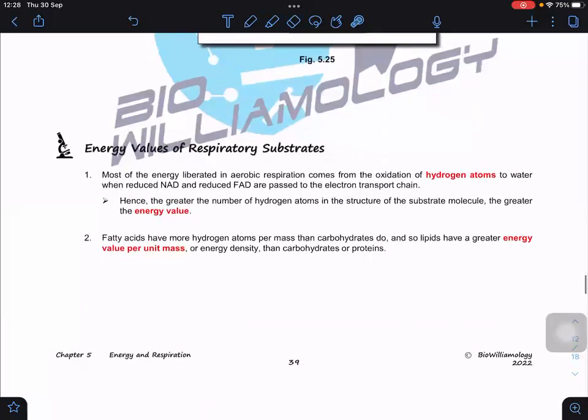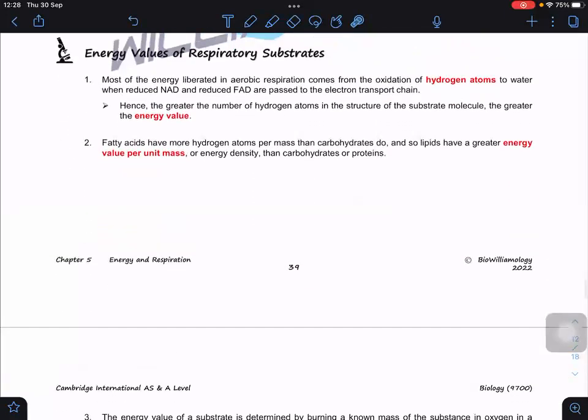So what about the energy value of the respiratory substrates? Which gives us the higher energy value? This energy value is termed the energy density. It means that per unit mass, if we have 1 kg of oil and 1 kg of carbohydrates, which gives us more energy value, or energy density? The answer is lipids. If you compare, lipids give us the highest.